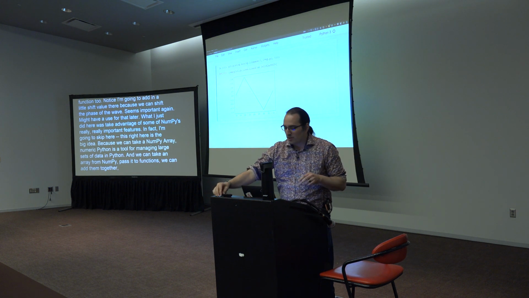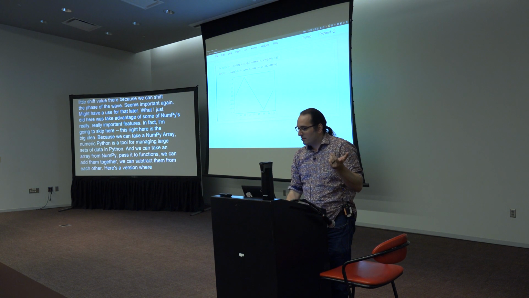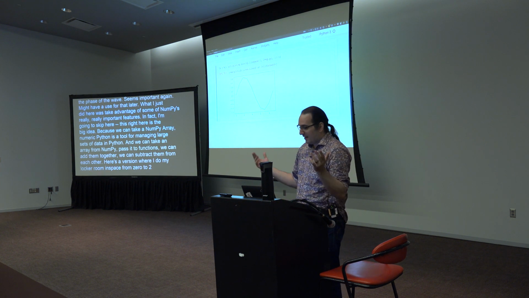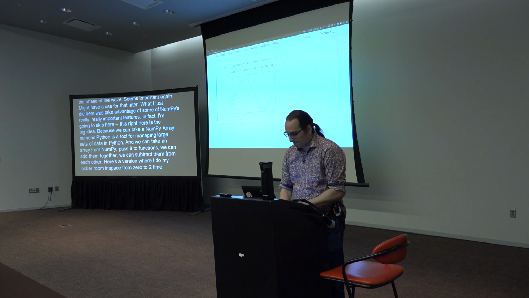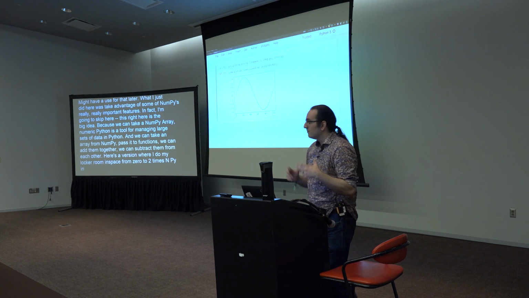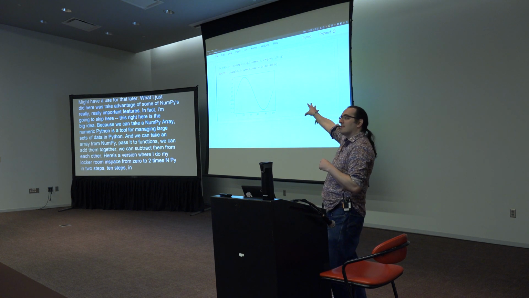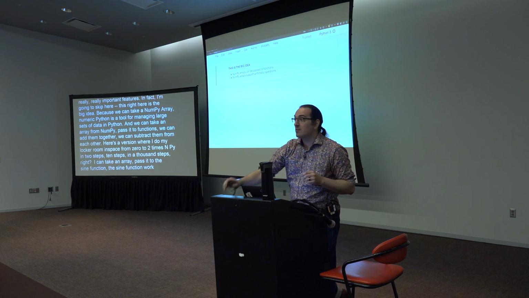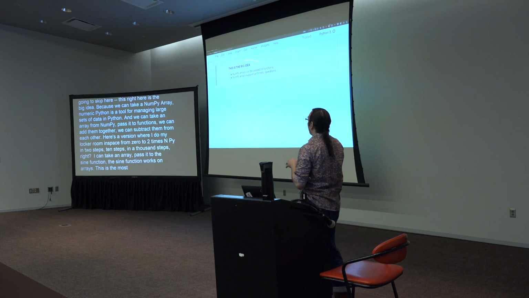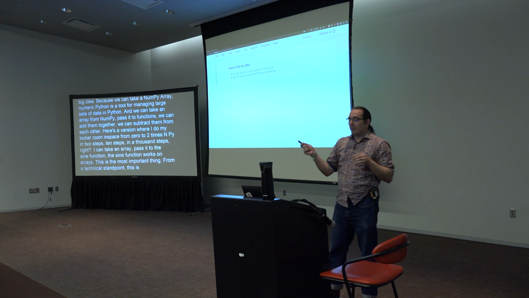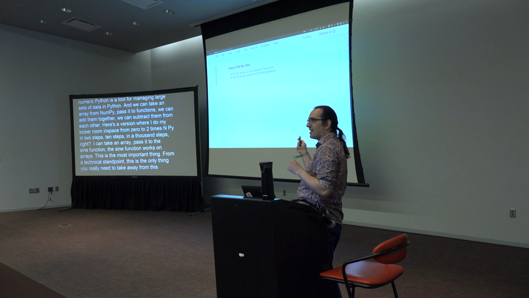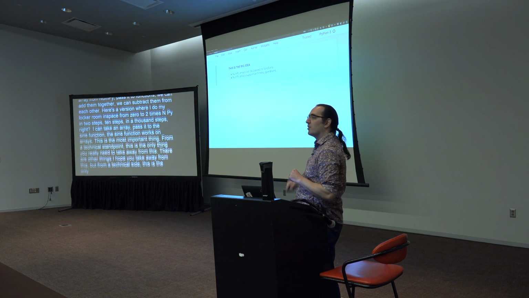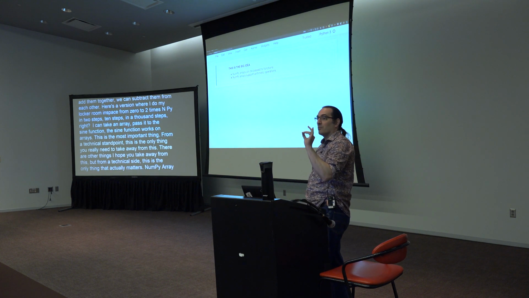So here's a version where I do my linspace, right, from 0 to 2 times np.pi in 5 steps, in 10 steps, in 1,000 steps. Right? I can take an array, pass it to the sine function, and it works on arrays. This is the most important thing. From a technical standpoint, this is the only thing you really need to take away from this. There are other things that I hope you take away from this, but from a technical side, this is the only thing that actually matters. NumPy arrays can go to functions, they can go to arithmetic operations, and this allows us to write some really simple code.